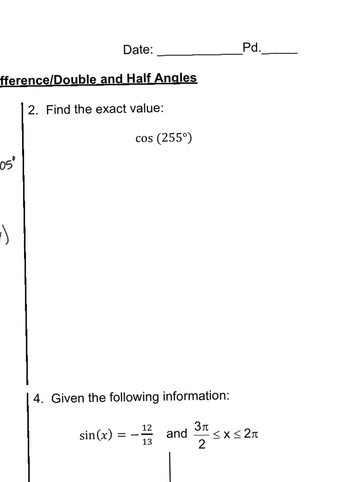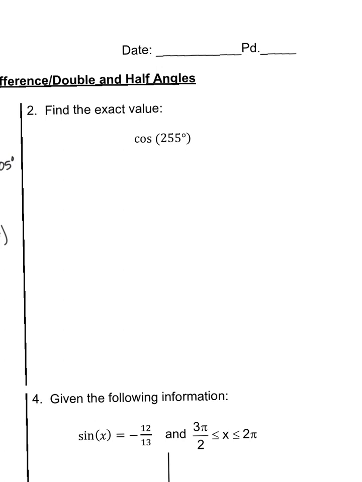All right, let's look at number 2. So number 2 is already in degrees, so you don't have to do any kind of converting. So I'm looking for two angles that I can either add or subtract from my circle to get me to 255. We can do 120 and 135.